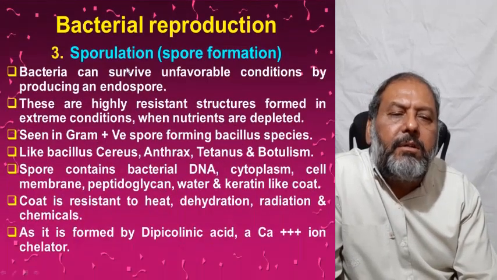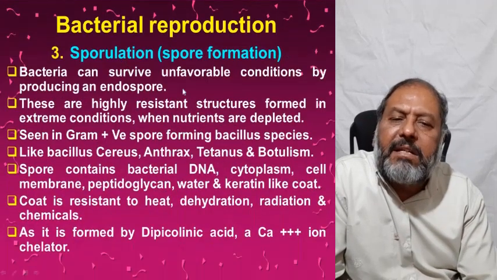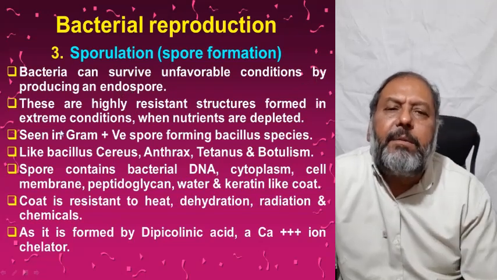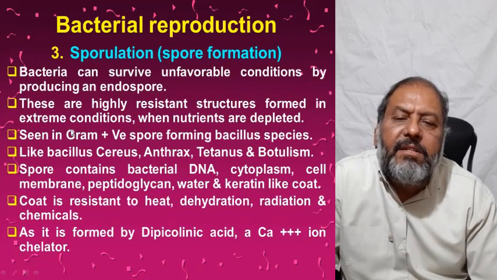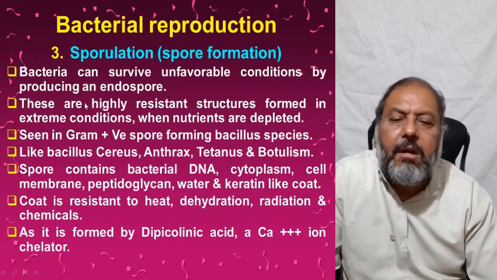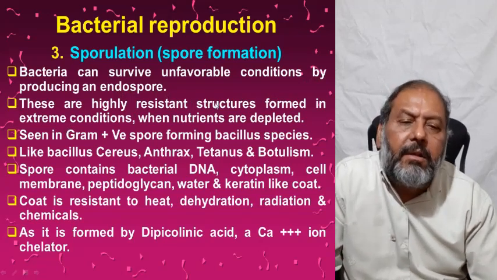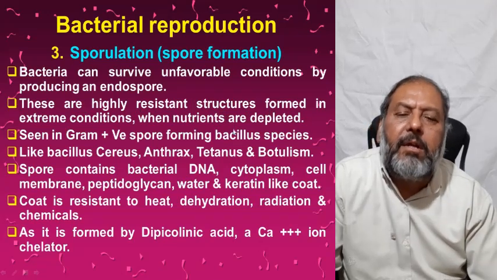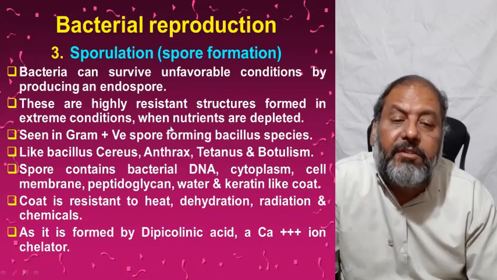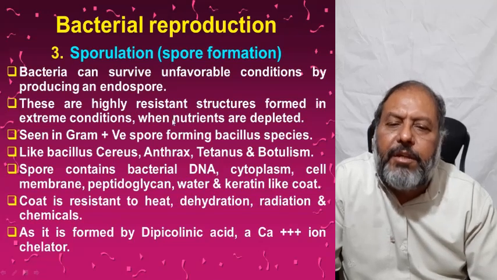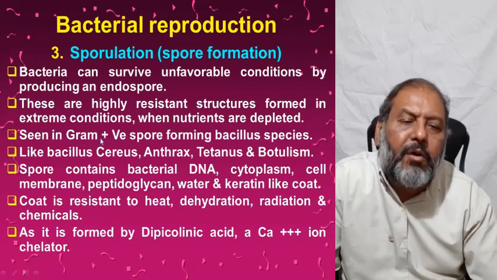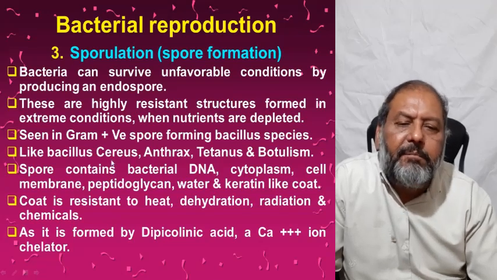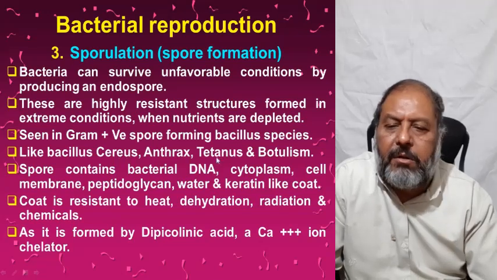Then sporulation, spore formation. Bacteria can survive unfavorable conditions by producing an endospore. These are highly resistant structures formed in extreme conditions when nutrients are depleted. So bacteria become endospores which can resist all these harsh and extreme environments, seen only in gram-positive spore-forming Bacillus species like Bacillus cereus, anthrax, tetanus, and botulism.